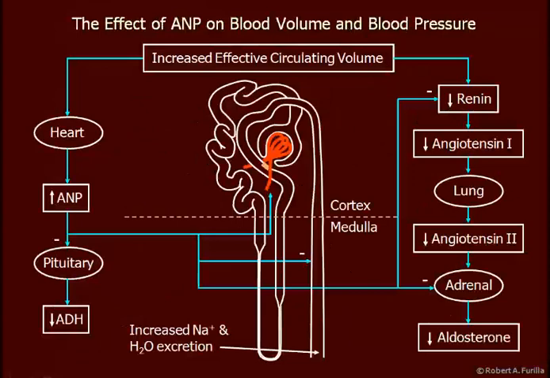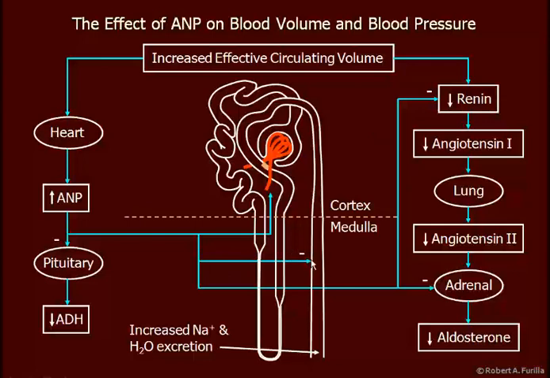Now let's look at what happens if we have an increased effective circulating volume. Our blood volume is now rising. One of the things that does is to turn off renin. It also stimulates the right atrium by stretching it to release ANP. So ANP concentrations increase. ANP inhibits pituitary secretion of ADH. So ADH is going down. And if you remember from my discussion on ADH, ADH is the hormone responsible for recovering water. Well, we want to try to lose water, so we want to inhibit ADH.